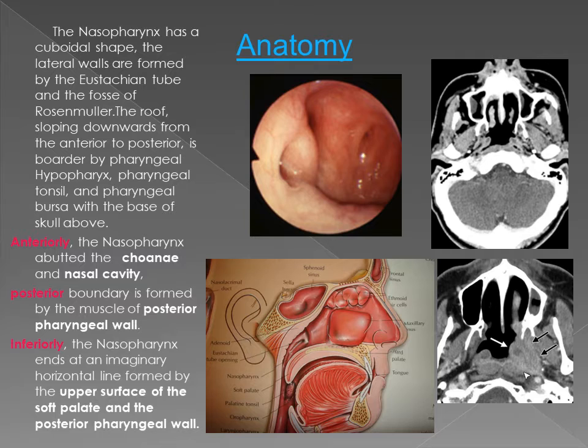Then proceeding downwards to the oropharynx. Anteriorly, it's the posterior choana and the nasal cavity. Posteriorly, it's the posterior pharyngeal wall formed by the pharyngeal musculature. And inferiorly, there is the soft palate separating it from the oropharynx.